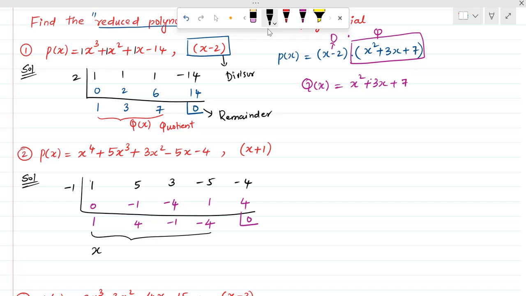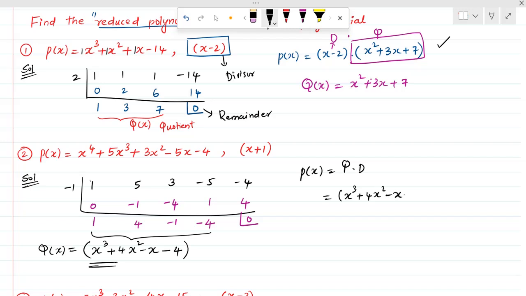The quotient is x to the power 3. So x power 4 is there, one power less, x power 3, plus 4x square minus 1x minus 4. So this is my q of x, the reduced polynomial. If the question is asking to write the reduced polynomial and the product of the binomial, write it in this format. That is, p of x can be written as q into d. So q is nothing but x power 3 plus 4x square minus x minus 4, into d, x plus 1. That's it.